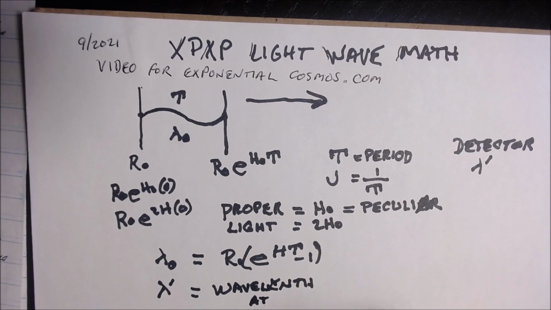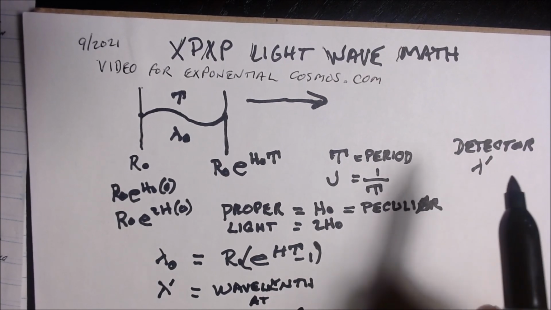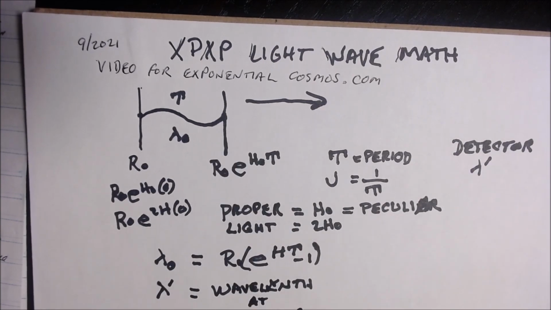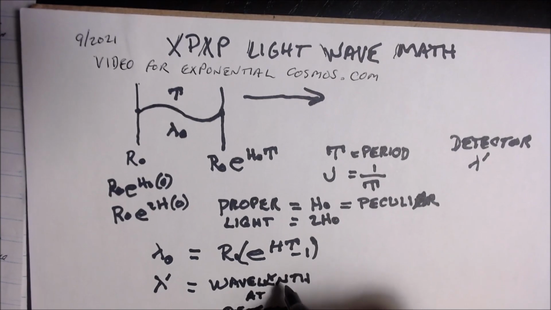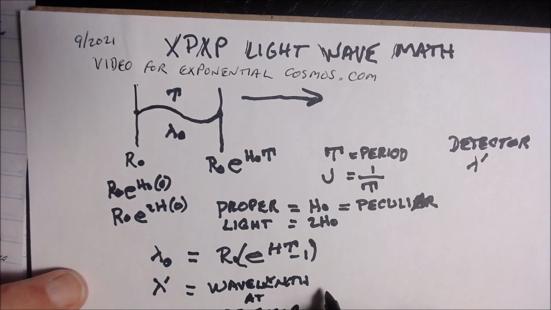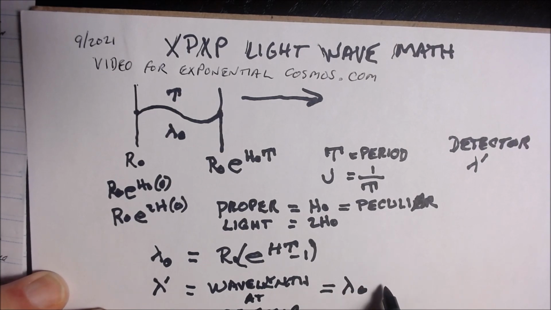And you can see it's time dependent. So therefore, this wavelength will be dependent upon how long that wave has been in motion. And lambda prime is equal to, therefore, the base wavelength simply multiplied by e to the h0 delta t, and we will call delta t, I love this, the time of flight.